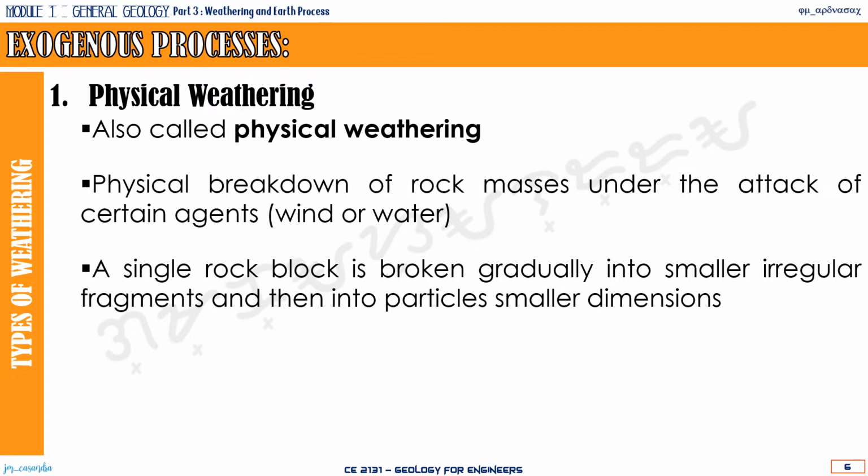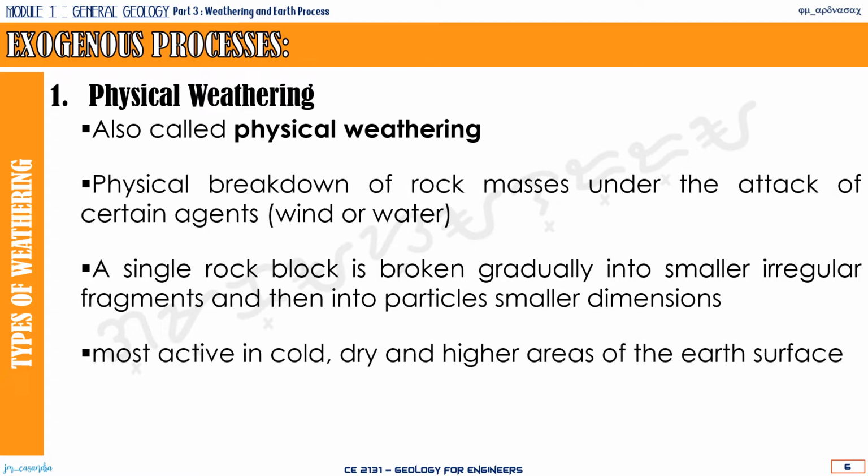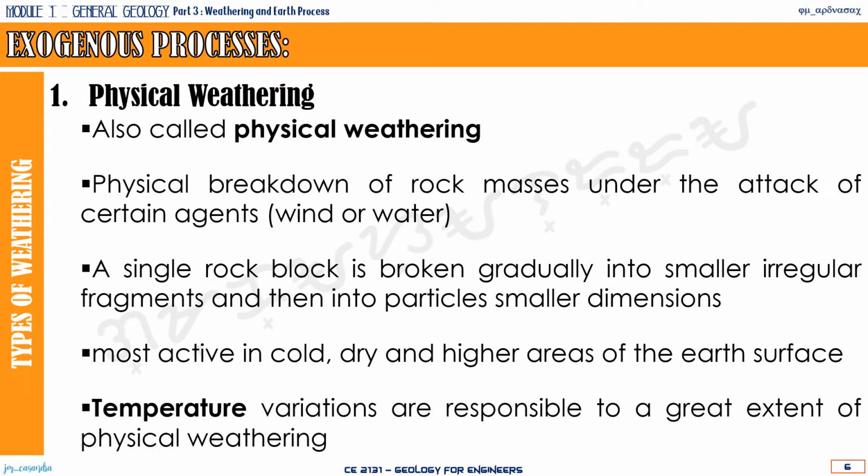One important component that would affect physical weathering is temperature. Physical weathering will be most active in cold, dry, and higher areas of the Earth's surface, because there is usually a higher change in temperature there. So the temperature changes will be the ones responsible for physical weathering.